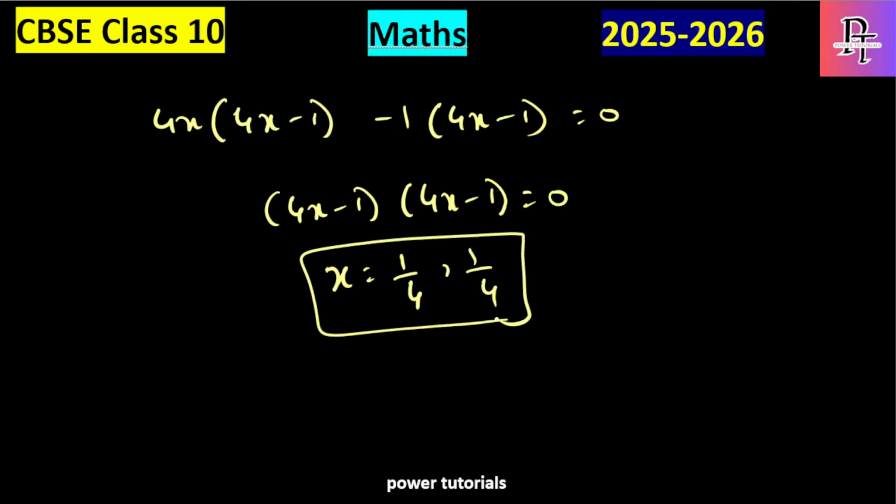So how I got it: 4x minus 1, I have equated it to 0. 4x becomes 1 and x becomes 1 by 4. Hope it is clear to you as well. Let's move to the next question.